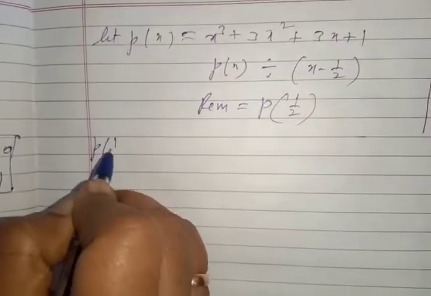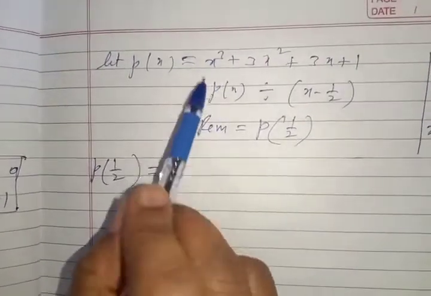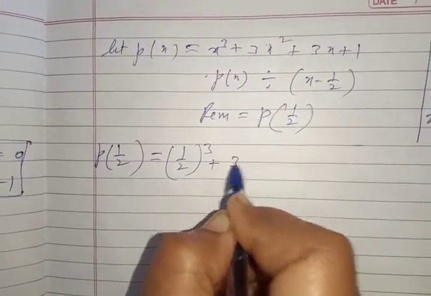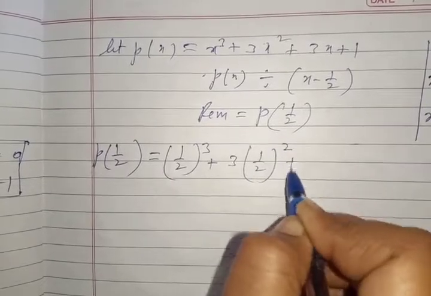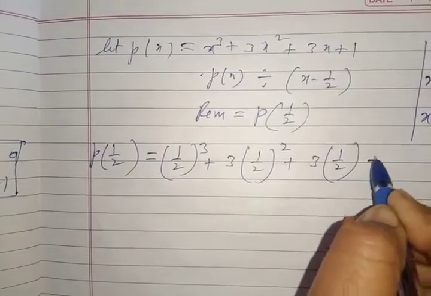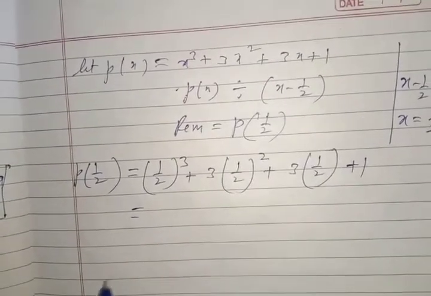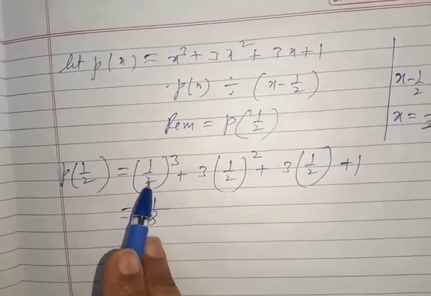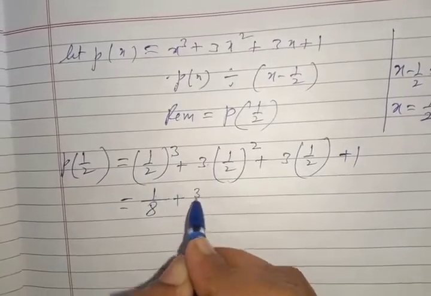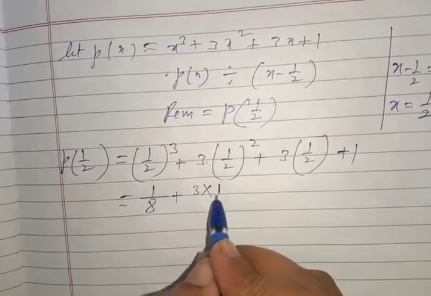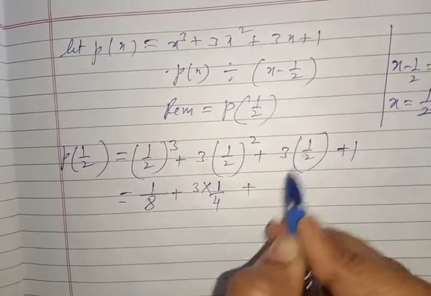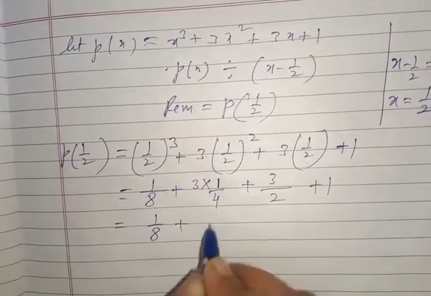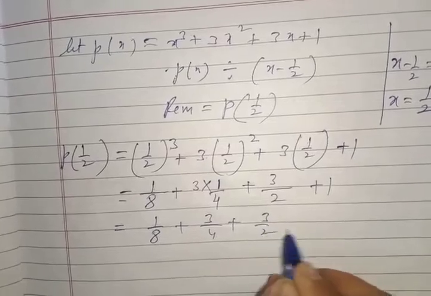Now we will find p of 1/2, where p(x) is x cube plus 3x square plus 3x plus 1. So it is (1/2) cube plus 3 times (1/2) square plus 3 times (1/2) plus 1. (1/2) cube is 1/8, since 1 cube is 1 and 2 cube is 8. 3 times (1/2) square: 1 square is 1 and 2 square is 4. Then 3 upon 2 plus 1. So finally it is 1/8 plus 3/4 plus 3/2 plus 1.